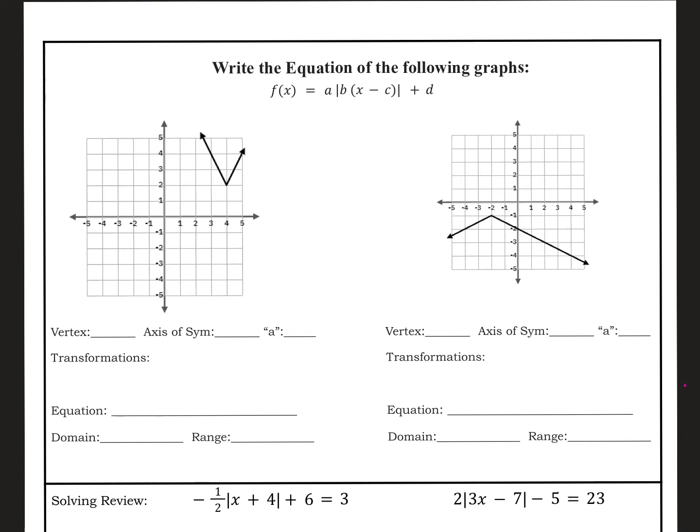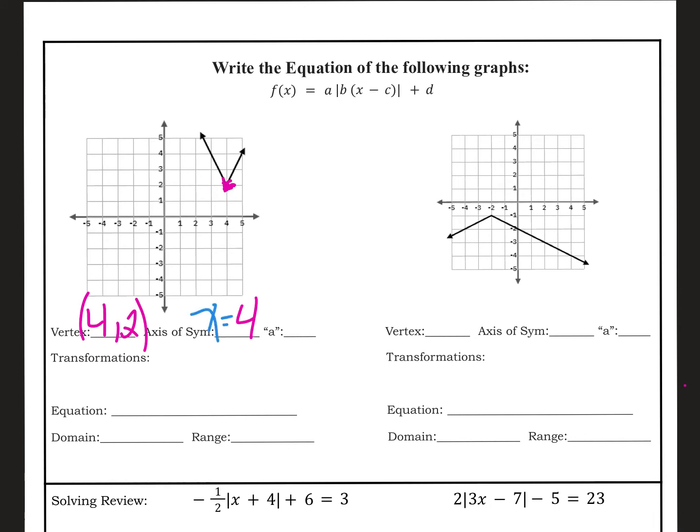For the graph on the left, we need to find our vertex first, and our vertex is where it changes directions, which is at (4, 2). Our axis of symmetry is related to the vertex. It is going to be the 4 from there, and we know our equation is always x equals.